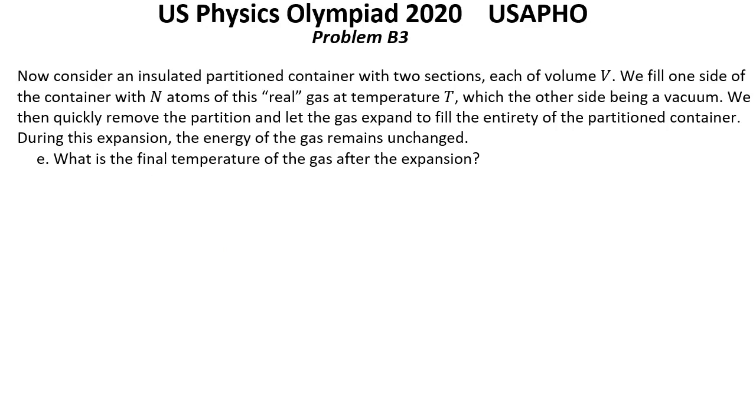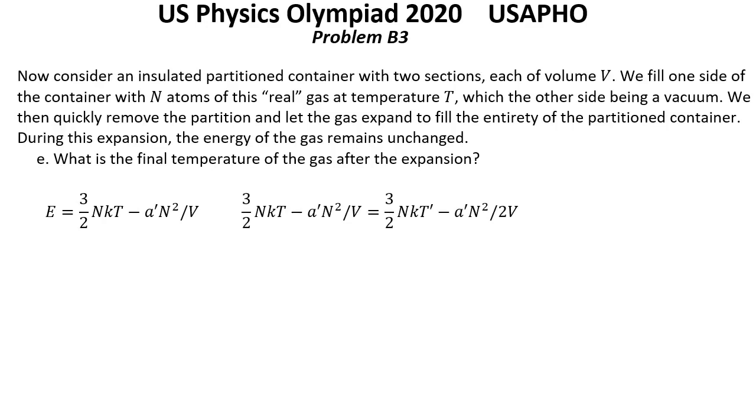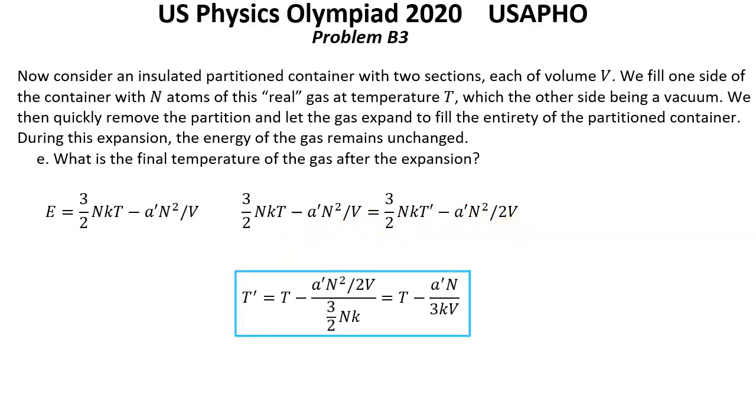Solution for question E. In the previous question we found that the total energy is this expression, and because energy is conserved, we have this equation to find the final temperature. Here on the left we have volume V, and on the right we have volume 2V. And from here we have the new temperature T prime equal to T minus A prime N over 3 kV. That was the solution for question E.